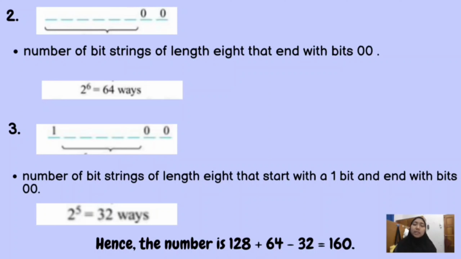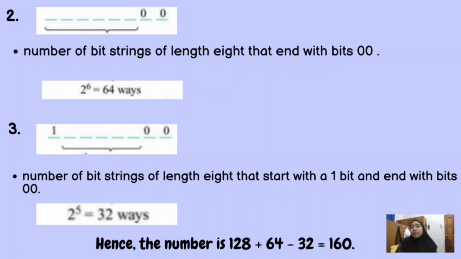For the second, we count the number of bit strings of length 8 that end with the bits 00. So we can see just now we started with a 1, and for this we end with bits 00. So it will be 2^6 equals 64 ways.